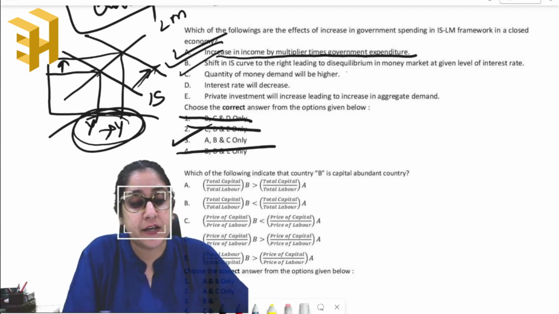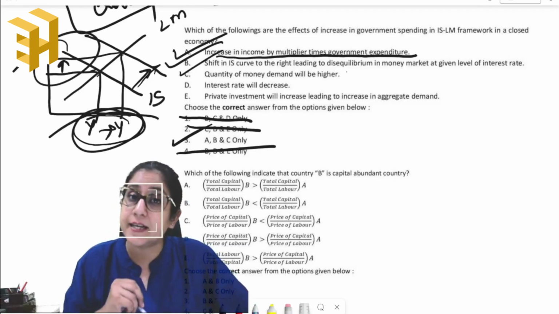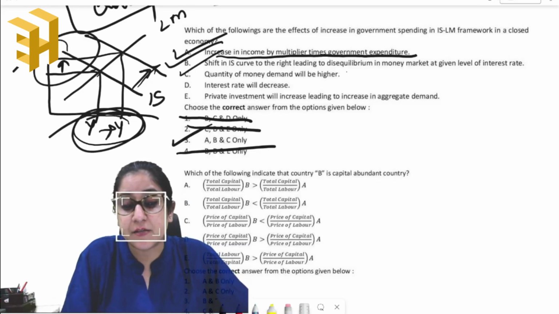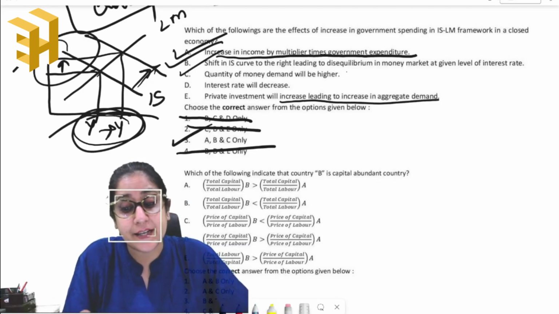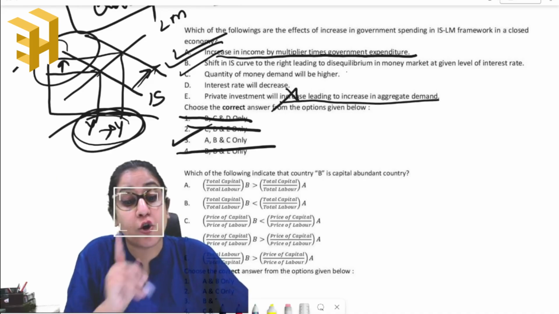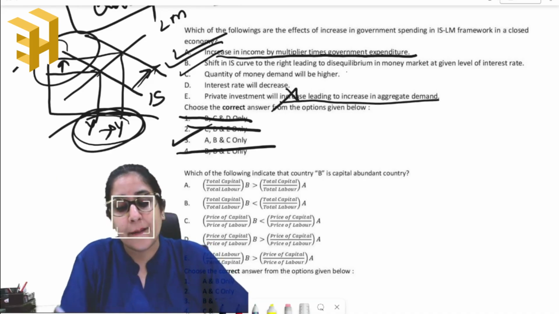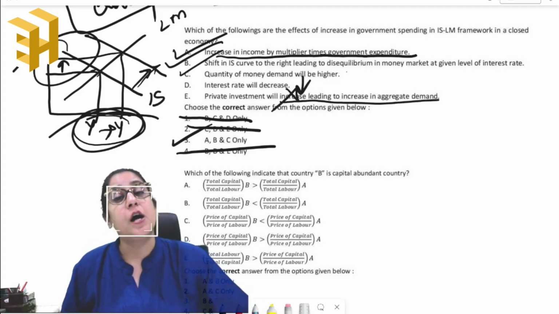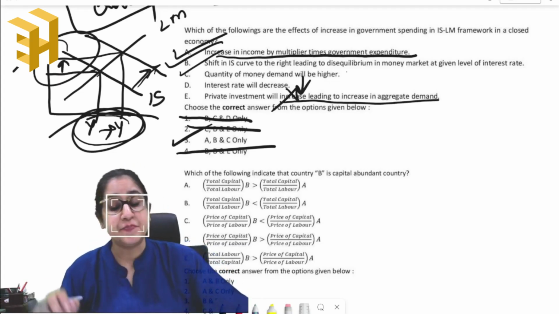Interest rate will decrease. No, it's rather increasing here. And private investment will increase, leading to increase in aggregate demand. No, because of the rise in interest rate, private investments will rather decrease here. Okay.